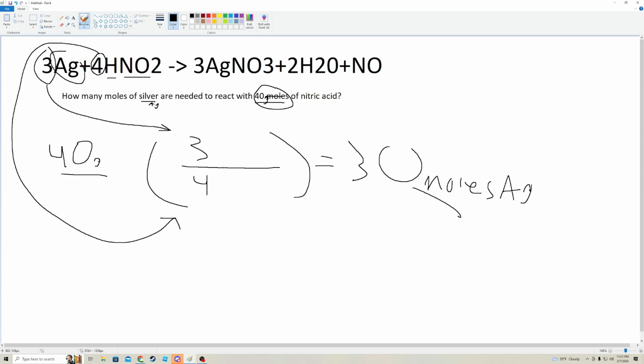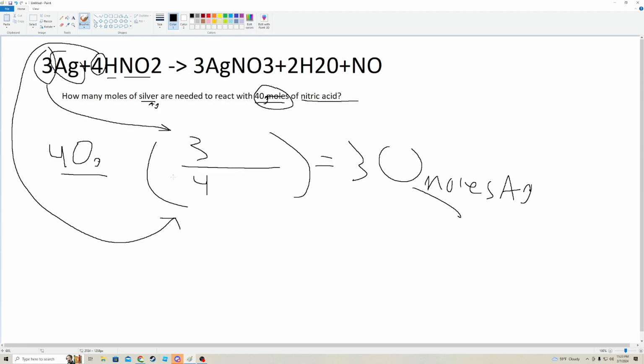Again, just to reiterate, this 3 is going to come from what you're trying to find, the amount of molecules in the equation. So since we're trying to find Ag, it's going to be 3. And then this is going to be what you're given. So we're given nitric acid, which has 4. So that's where the 4 comes from. So that's how we're going to get the 30 moles.